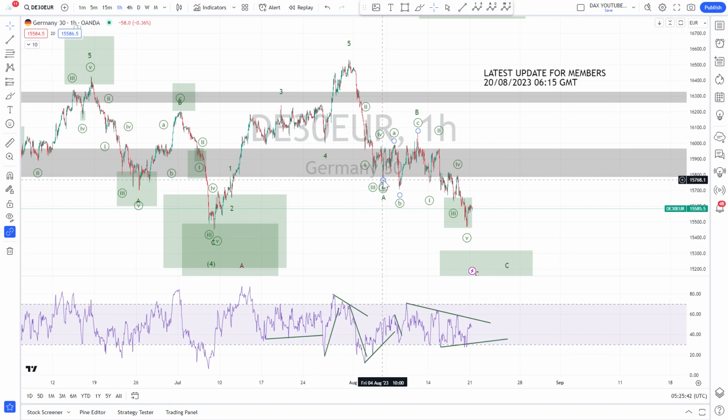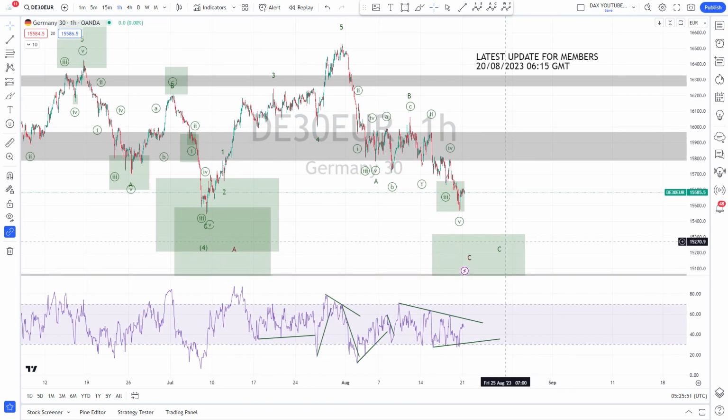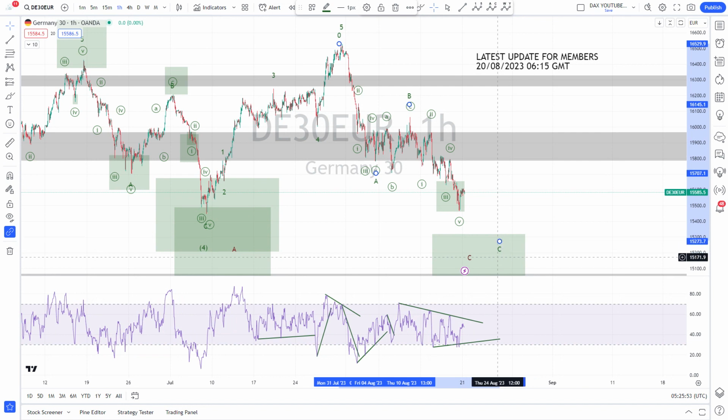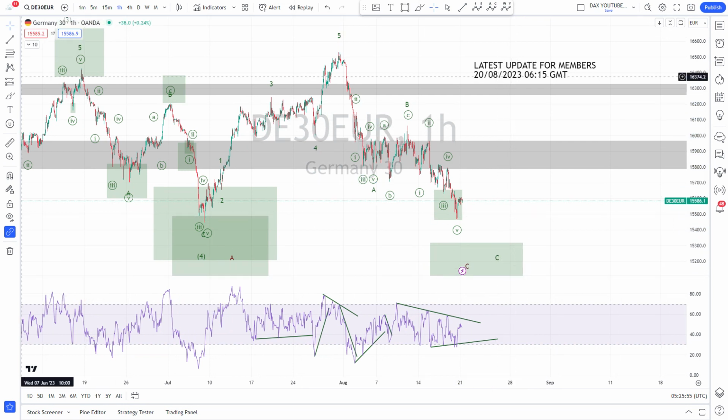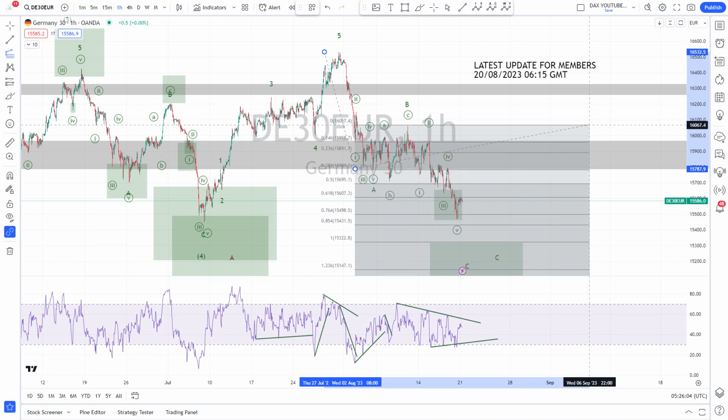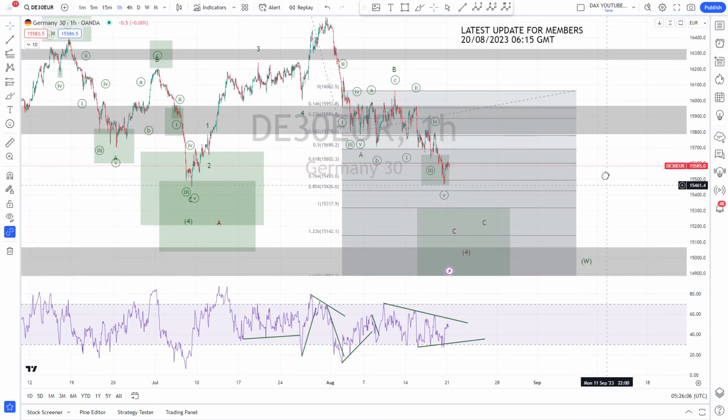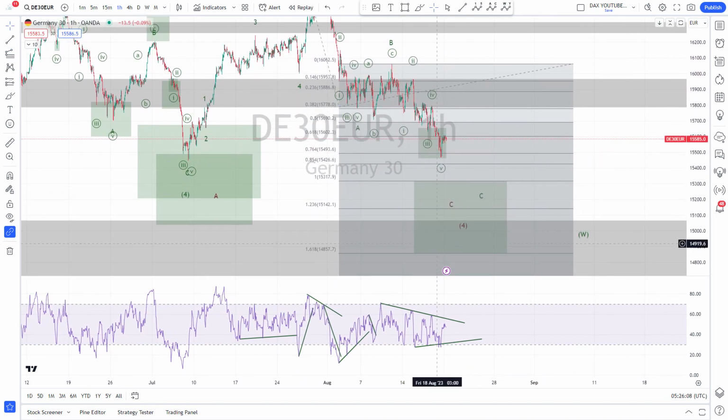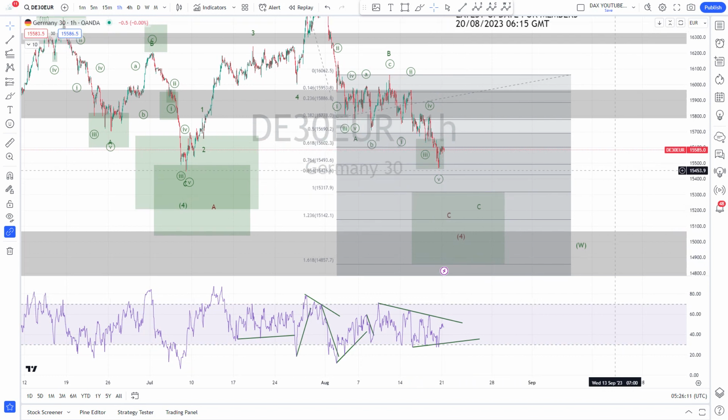This looks good. Then an expanded flat as a wave B, A, B, C. So then we have wave A, wave B. So now we are working on this wave C. So where should this wave C end? If we take the length of our wave A and the length of our wave B, then here the area between the 1 and the 1.618 FIB extension is the destination for our wave C.